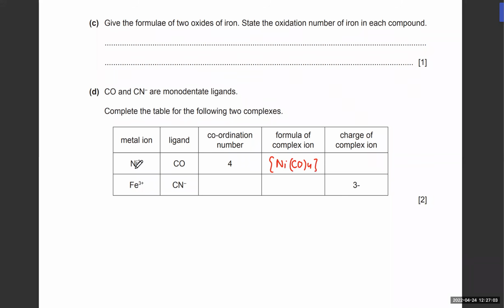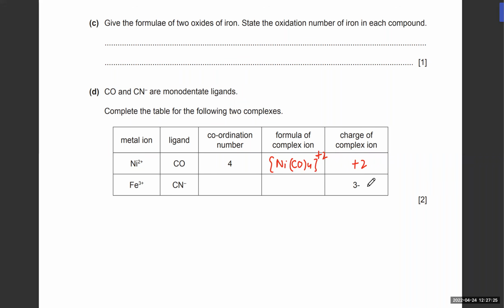Is that clear? Okay, what does 4 mean? ठीक है? And what would be the overall charge? Yes. Nickel is +2 and CO is neutral, so the total charge would be +2. ठीक है? So the total charge on this thing. अच्छा, ये तो +2 है. अब इधर आ जाओ, the next one, you've got Fe3+ and CN-.